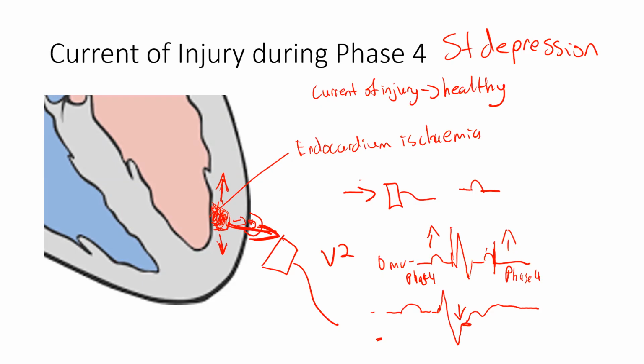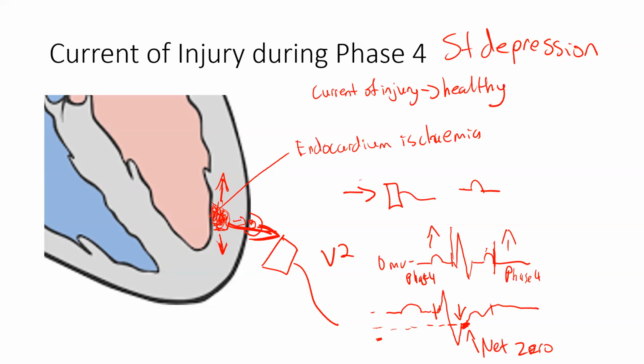But it's actually picking up. This ST segment here is actually your isoelectric line. Because when the entire ventricle depolarizes, the net current of injury is zero. So there is no electrical activity, and that's what it picks up. So here, the net current is zero.